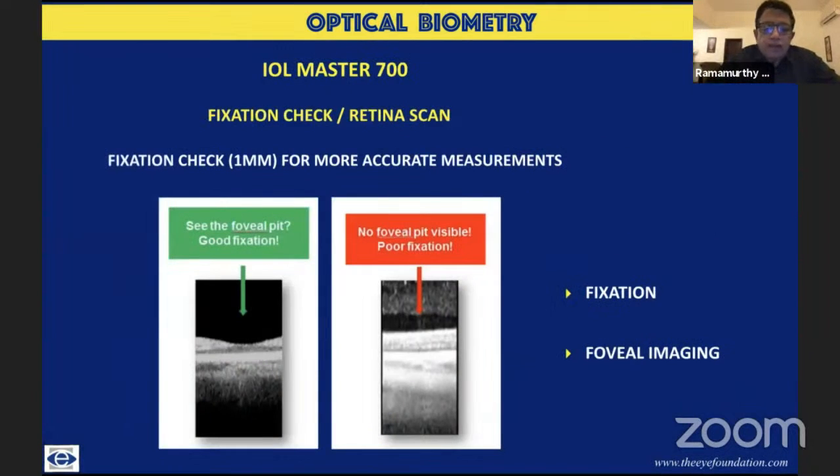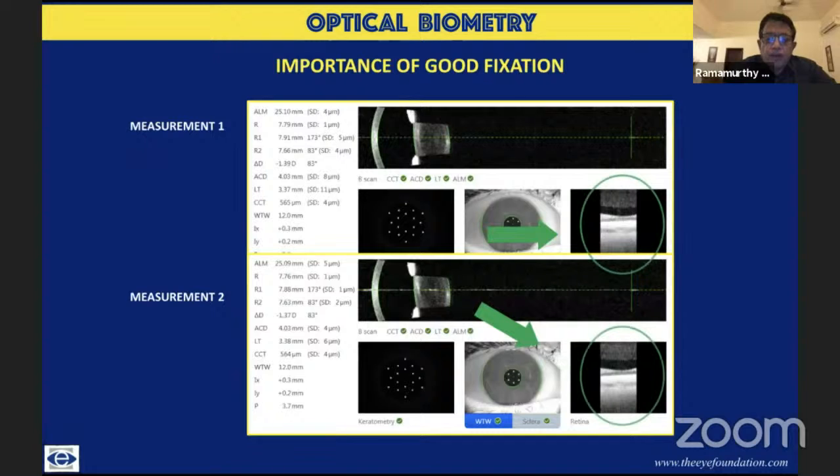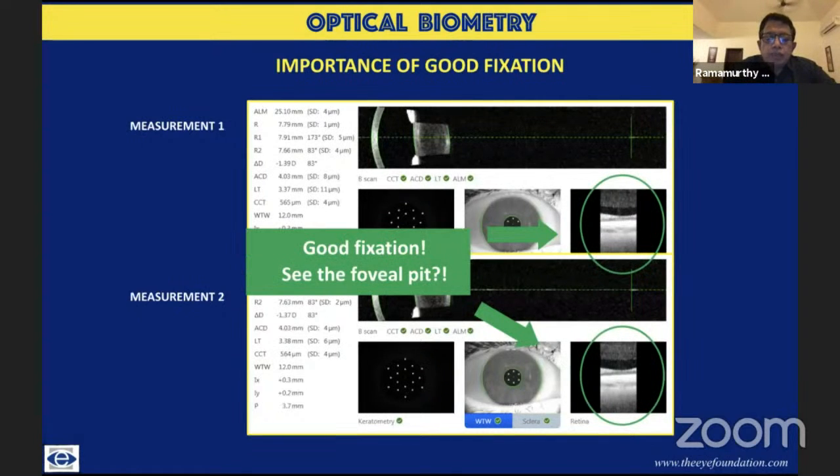On the other hand, with the IOL-Master 700, you have the fixation check or the retina scan, and basically we make sure that at the point of measurement, the light is falling on the foveal pit. In case it is not on the foveal pit, then you know that it's going to be an inaccurate measurement. Just to illustrate this point with a couple of examples, you see two measurements which are both being taken at the foveal pit exactly where it should ideally be done.